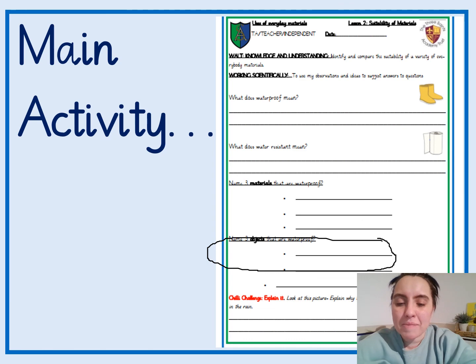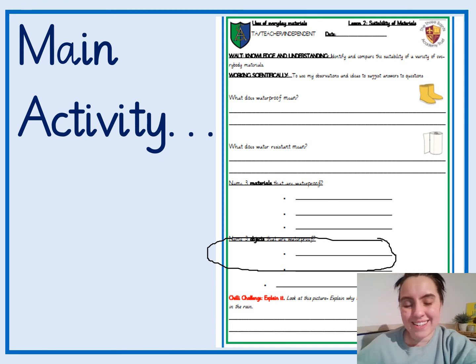Then down at the bottom, you've got your chilli challenge where you're going to be explaining why the little creature or the little animal does not get wet from the rain, okay? So I hope you get on okay with today's science activity, and I look forward to seeing your work later on.